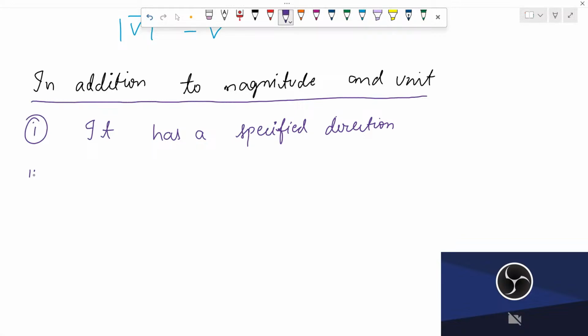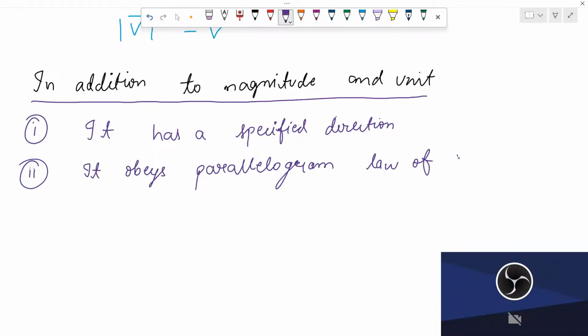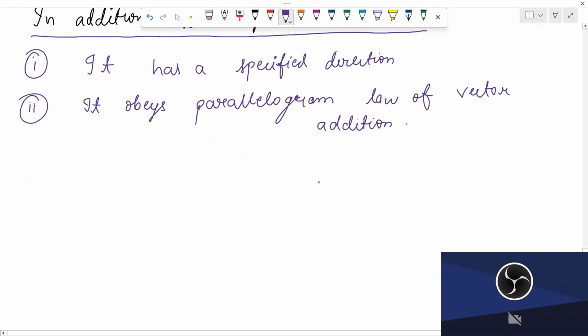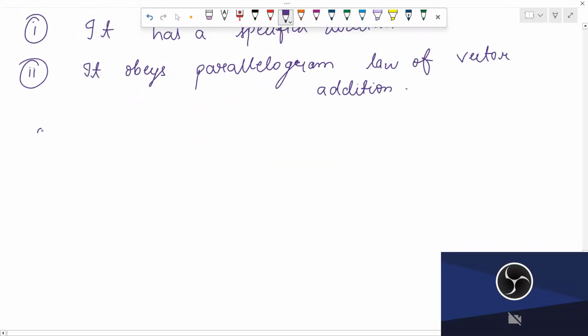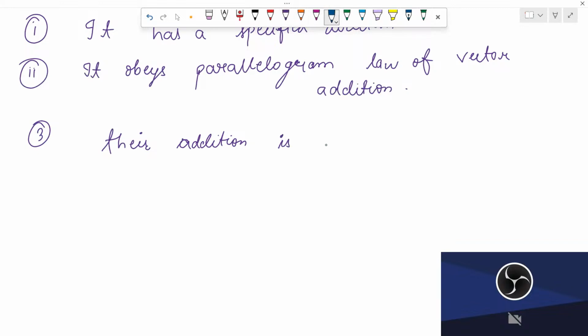Second, it obeys the parallelogram law of vector addition. It obeys what? The parallelogram law of vector addition. Third, their addition is commutative.